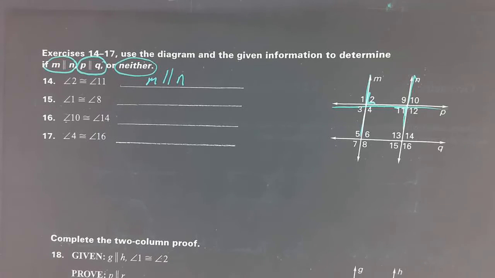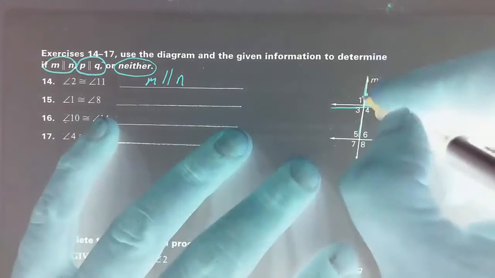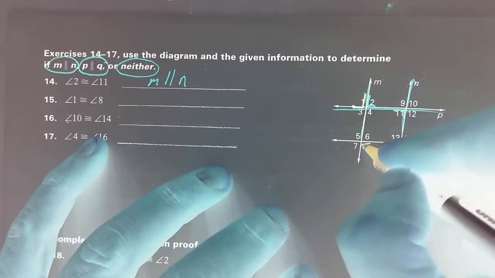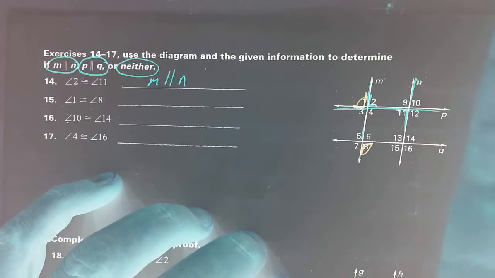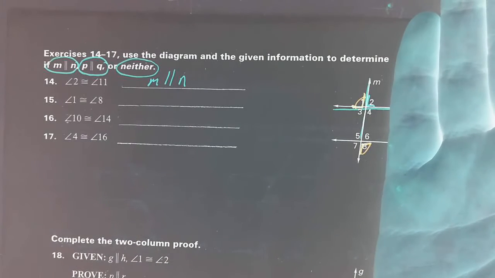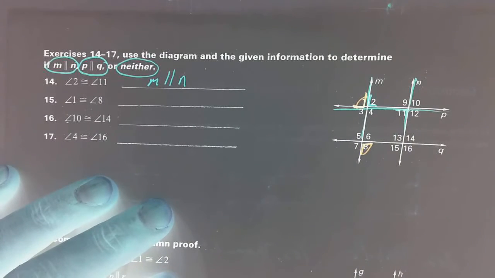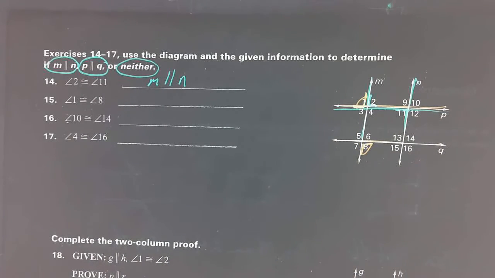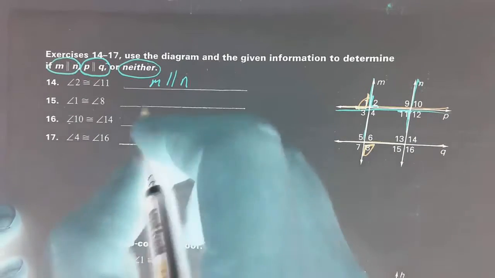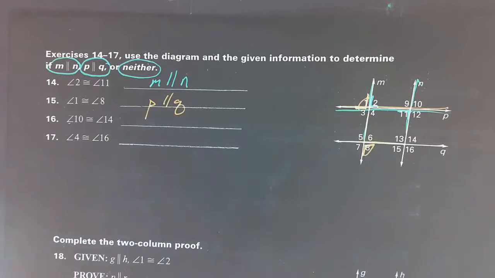Okay, the next one. Here it is. Tells me that angle 1 is congruent to angle 8. So that one and that one. What kind of special pair angles are those? So right now, I don't care anything about these over here. What's a transversal? M cutting through which 2 lines? And if those alternate exteriors are congruent, then are the lines parallel? Yeah, P is parallel to Q there on number 15.